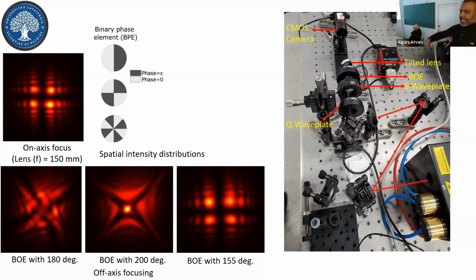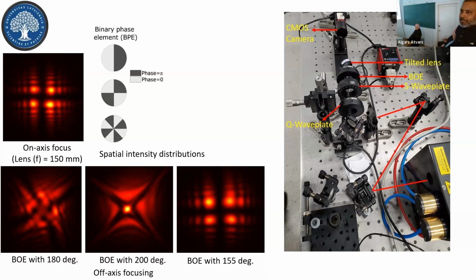The moment you tilt a lens, the lens will introduce aberrations. So tilting of the lens will introduce aberrations, and then it is not called on-axis, it will be called off-axis focusing. If you use off-axis focusing with the same lens and the same BOE, it gives a different kind of structure. You can see a different kind of petal structure, and radially it has some kind of helicity. I obtained this structure off-axis when I rotated the binary optical element by an angle of 180 degrees.